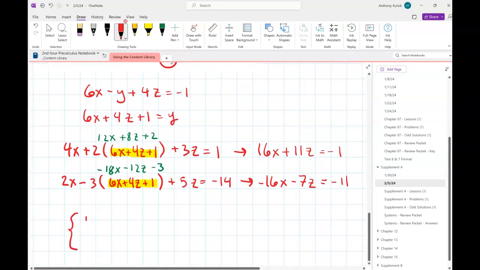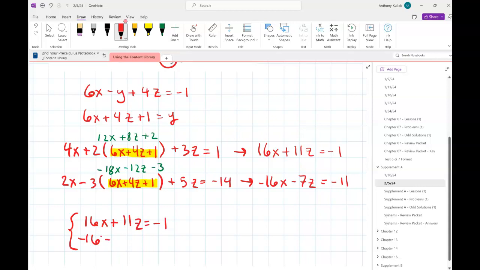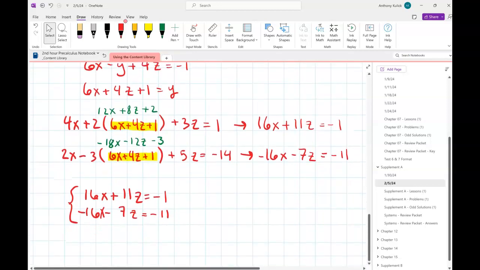So I now have a resulting two-variable system. Everybody feel okay here?